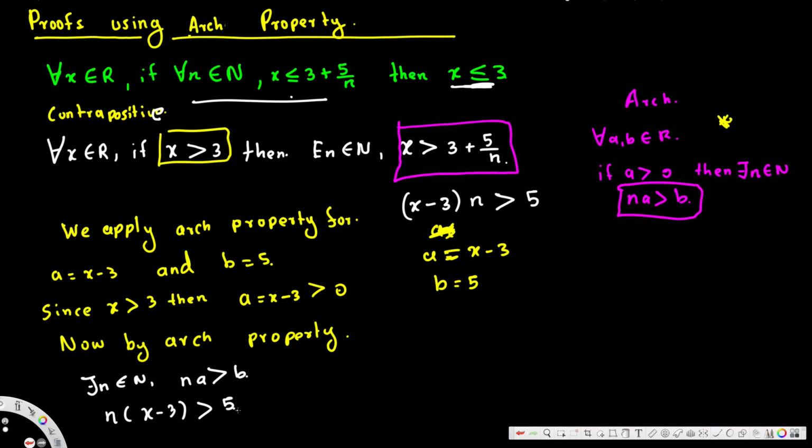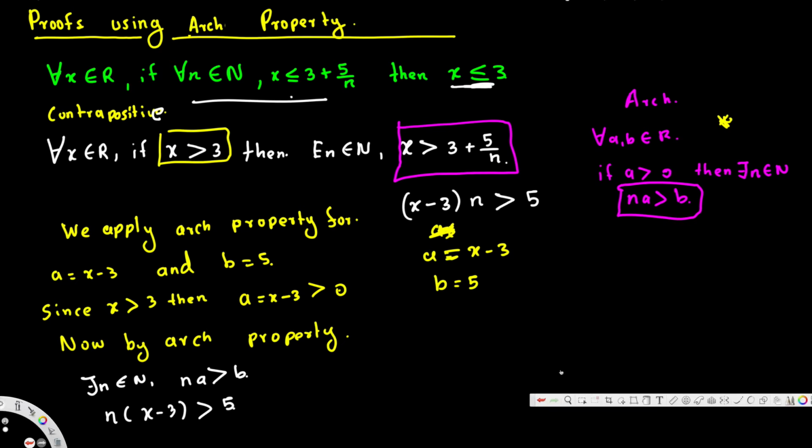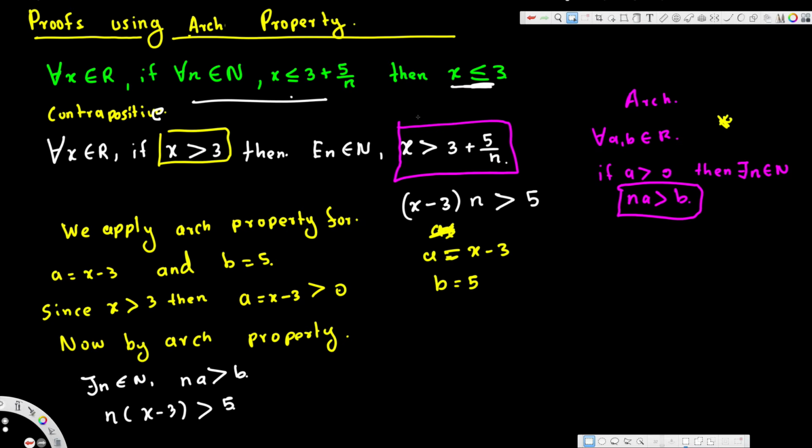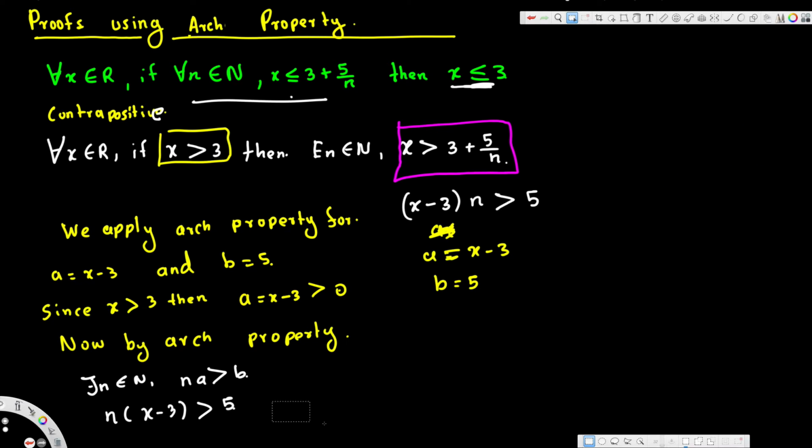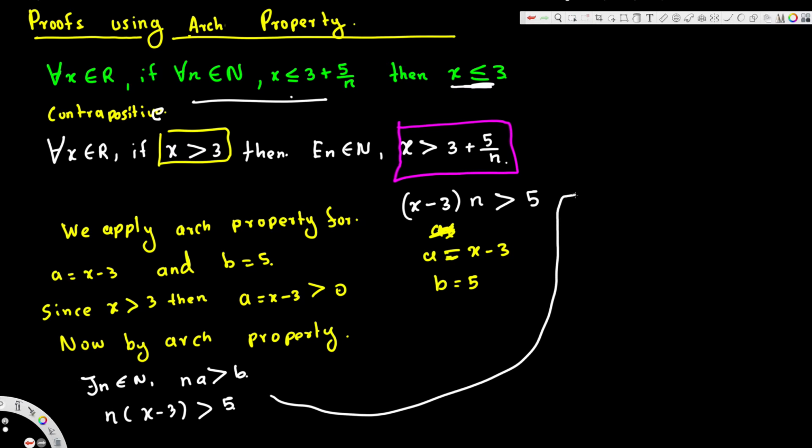Now here we are going to use axiom number 13. Now let's see what it is. Let's get rid of these things. I'm going to continue somewhere here. Okay, so we have this one. Now we apply the Archimedean property. We are going to use axiom number 13. You can refer to the video in the description to see all these axioms.